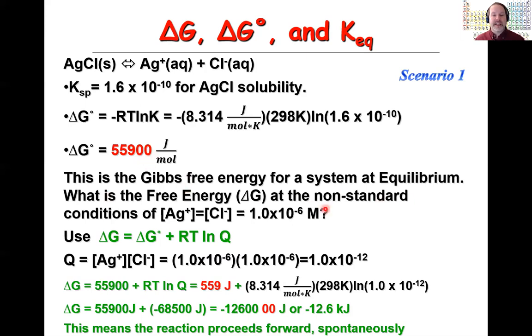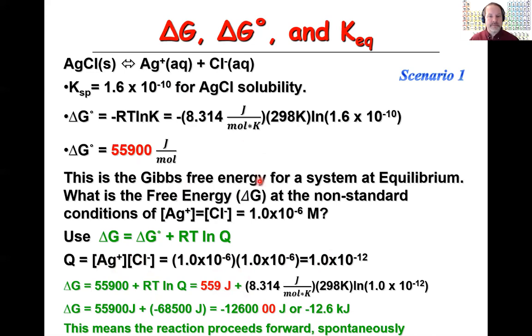What is the free energy at the non-standard conditions of both of the ion concentrations being 1.6 times 10 to the minus 6 molar? As soon as you see the words non-standard conditions, we need to bring in the non-standard Gibbs free energy equation here. Once we bring that in, we can calculate our Q because it's just the products divided by the reactants, but the reactant is a solid. Concentration doesn't change, so we don't include that in our equilibrium expression. Multiply the two concentrations together. That's my Q. Now I can plug in, and it looks like I forgot a couple of zeros in here and they got moved around.